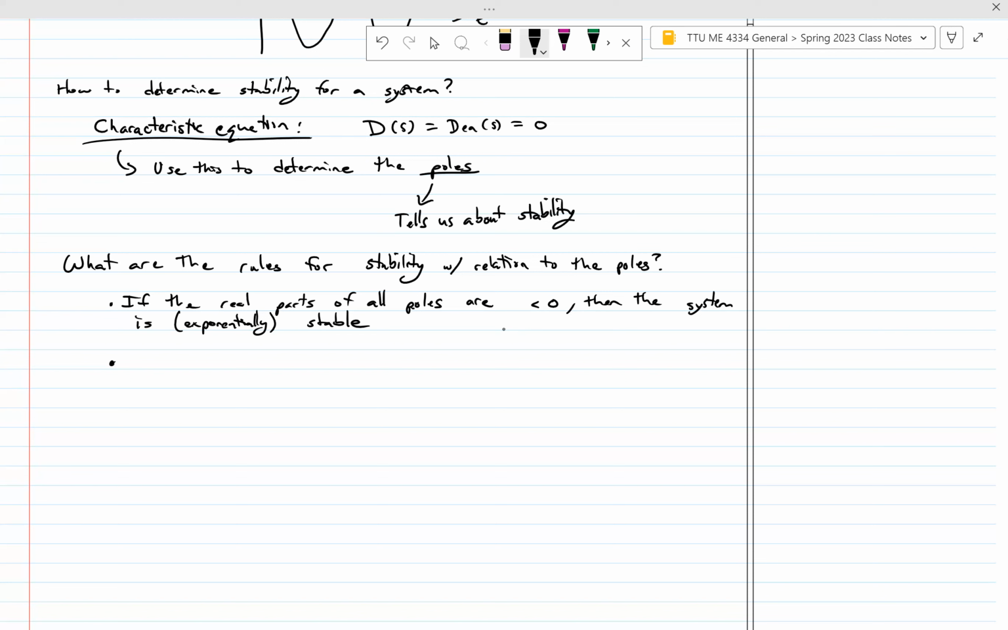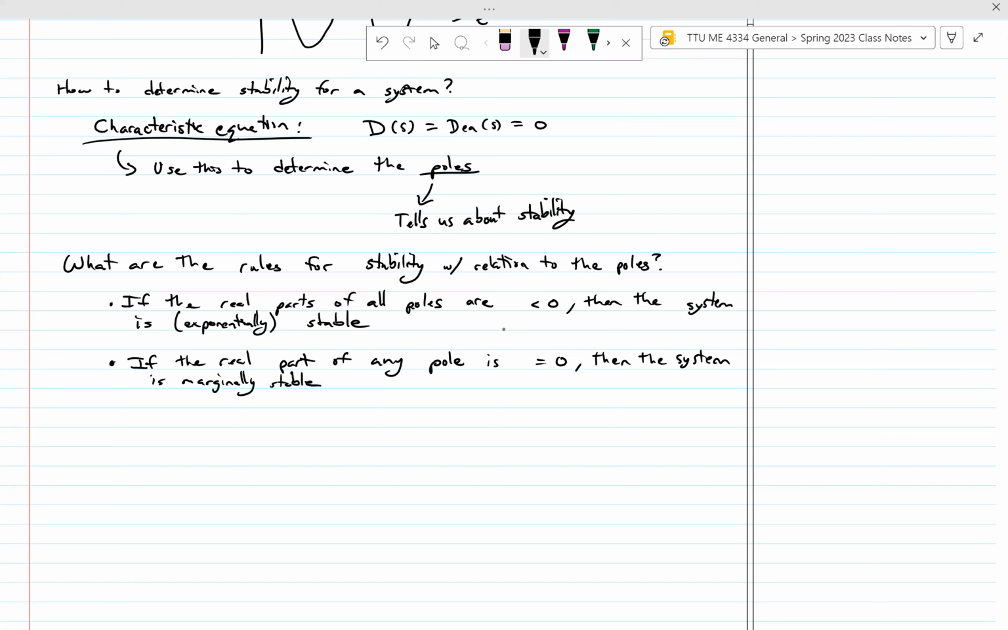If the real part of any pole, any one pole, is equal to 0, then the system is marginally stable, right? All it takes is for one to have a real part that's equal to 0, and then we're not going to go back to our equilibrium right off the bat. So even if we have 10 negative real poles, and then we have one whose real part is equal to 0, that is a marginally stable system. Okay?